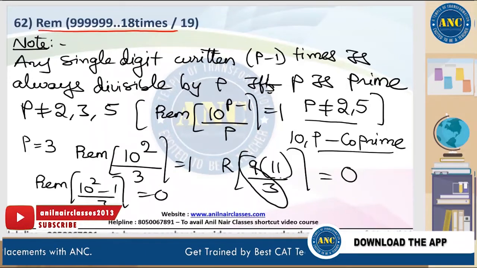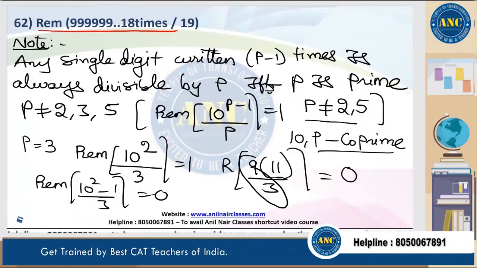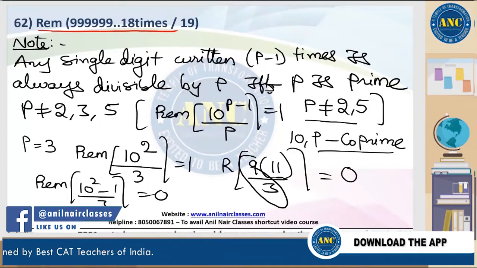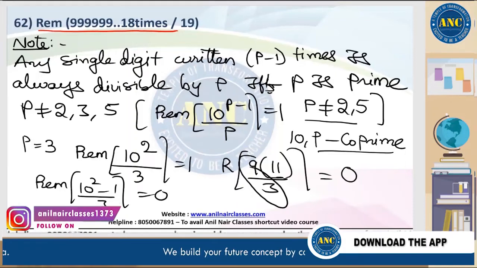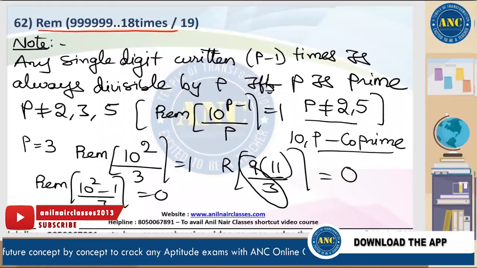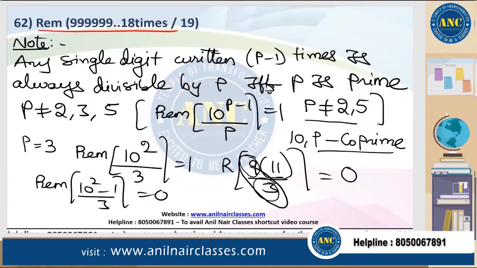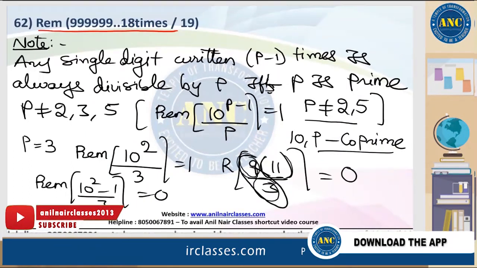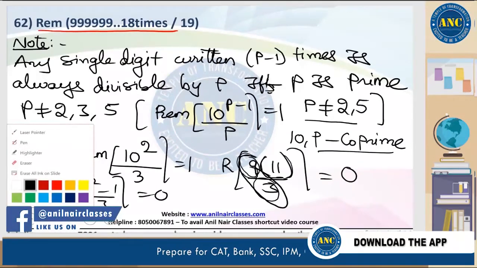Think logically. If p is equivalent to 7, I will get remainder of 10 power 6 by 7 equivalent to 1. 10 power 6 minus 1 divided by 7 equivalent to 0. The 9s will be out, 6 ones when divided by 7 will be 0. 9 is divisible by 3, but I want the number in the bracket. I don't want this. That is the reason p should not be equivalent to 2, 3 and 5.